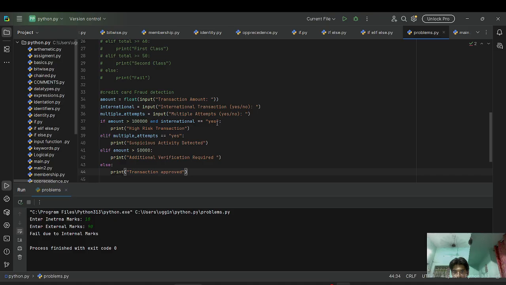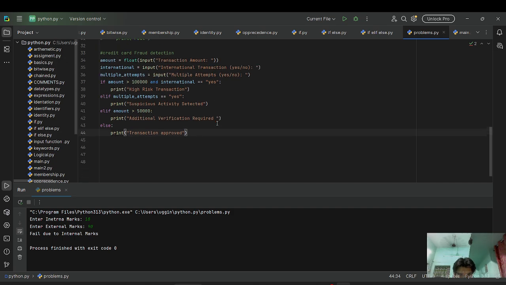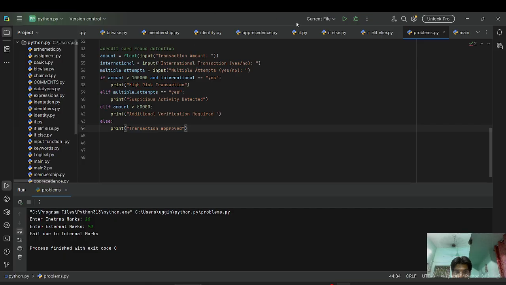So now we have built a fraud detection engine like banks process millions of transactions every day. So this system must identify suspicious transactions automatically. Suppose a customer performs an international transaction worth 1,50,000. So let's run this code for that. So if I enter 1,50,000.